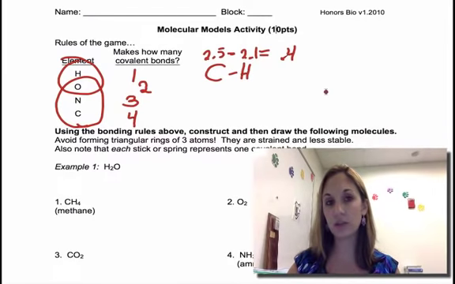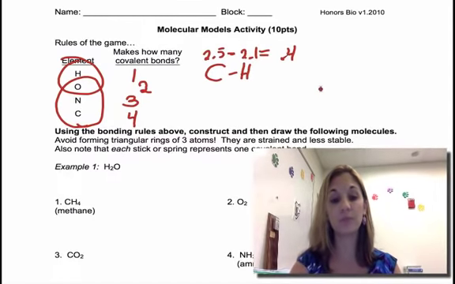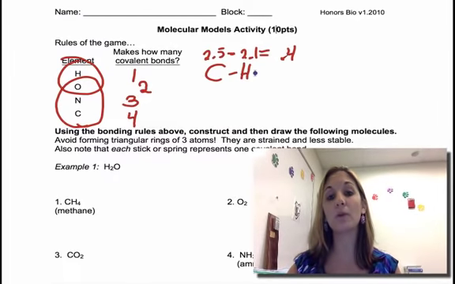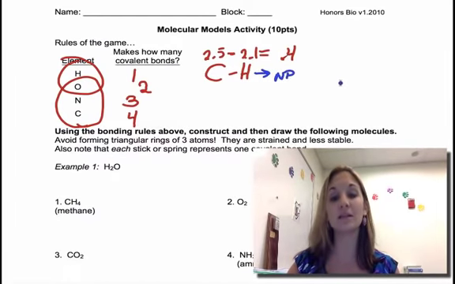Take a look at your bonding spectrum. Where does this fall? That's right, that makes this a nonpolar covalent bond. So now, whenever I need to evaluate this bond, I know automatically it's nonpolar. Now, let's take a look at the first example of how you're actually going to build the models.